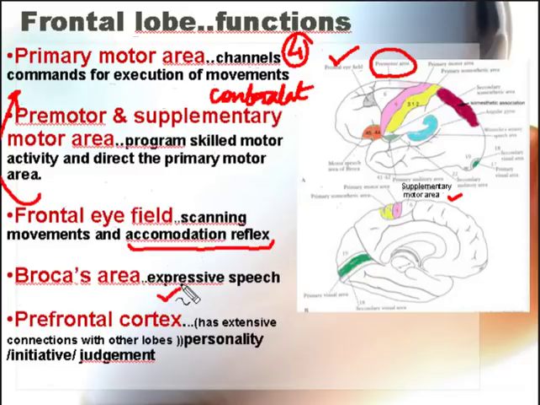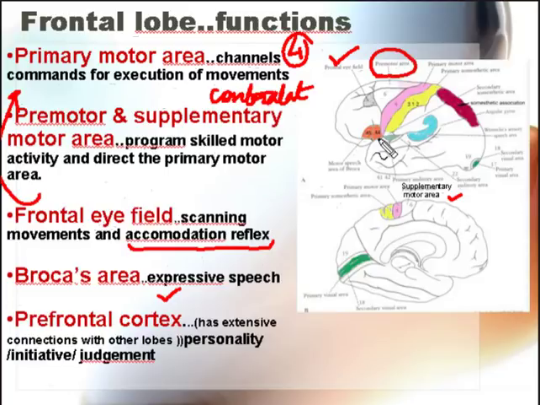And it uses your muscles of the larynx, tongue, mouth, soft palate, etc. And that's why we say it is expressive speech. That means what comes out of your mouth. So you're expressing yourself. So that is known as expressive speech.